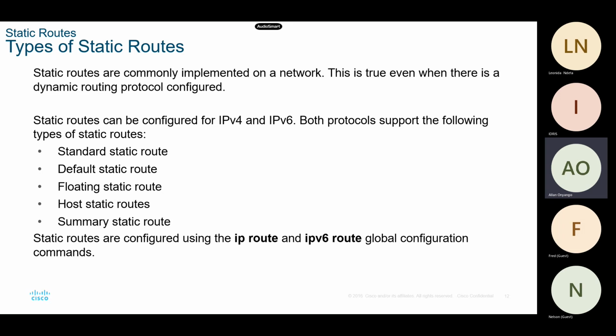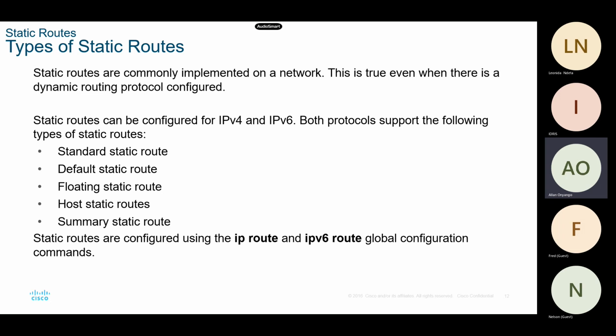Now, among the static routes that we're going to be configuring, one is called a standard static route. Then we have the default static routes. Then we have what is called the floating static routes. And then we have the host static routes. And then we have the summary static routes.